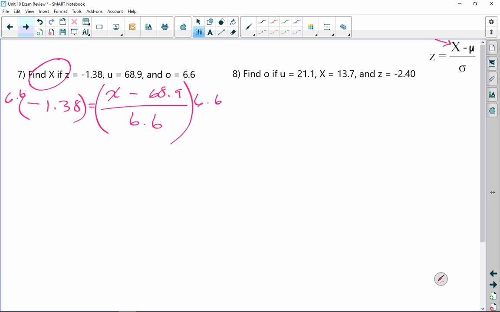Negative 9.1. Okay, then those two cancel. And then you kind of divide there. Not division, it's subtraction right here on this side. What's the inverse? Add 68 plus 9.